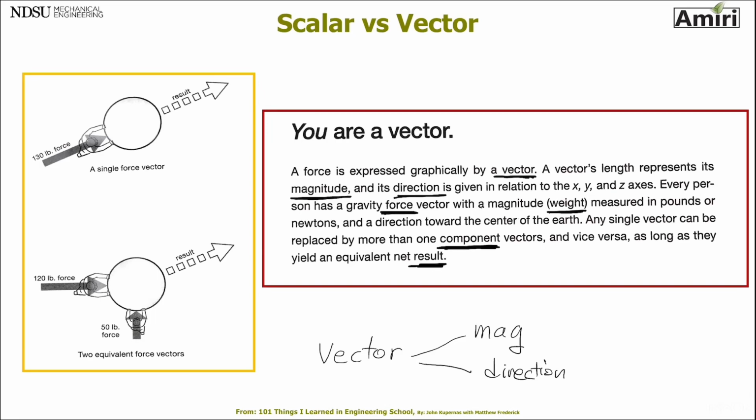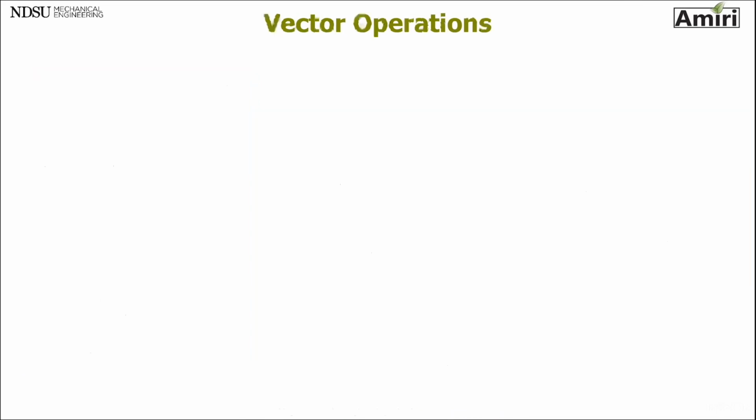I'm going to be talking about components of a vector and the result in just a few minutes. So let's talk about vector operations. Again, vector: magnitude and direction.